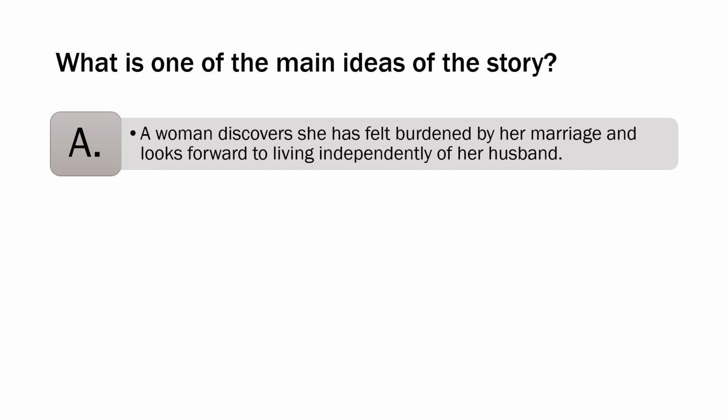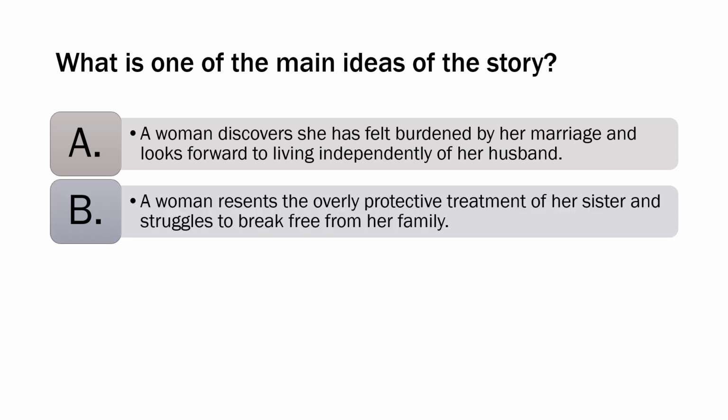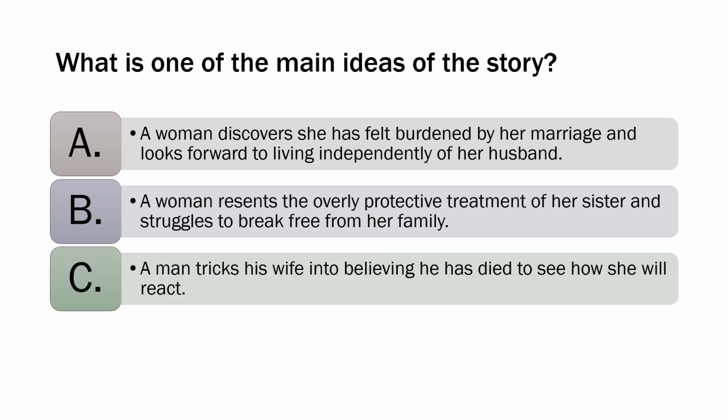Which is one of the main ideas of the story? A. A woman discovers she has felt burdened by her marriage and looks forward to living independently of her husband. B. A woman resents the overly protective treatment of her sister and struggles to break free from her family. C. A man tricks his wife into believing he has died to see how she will react.